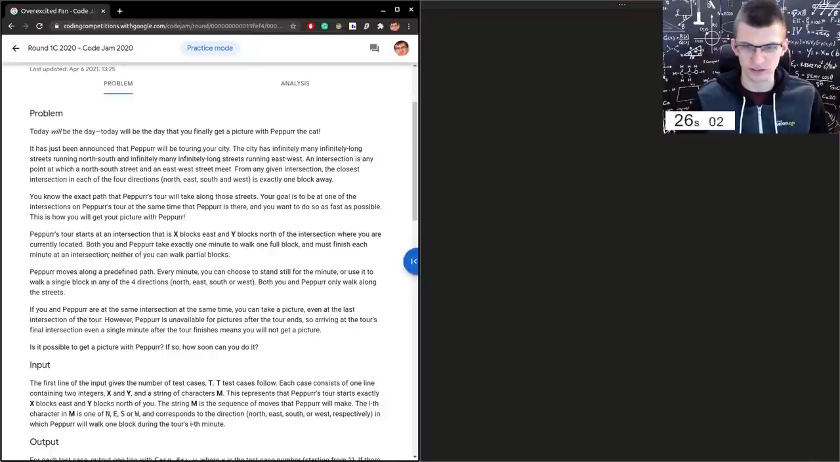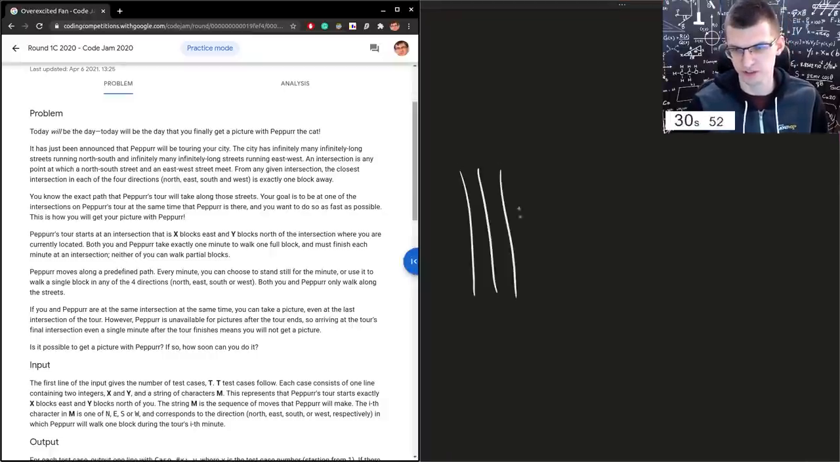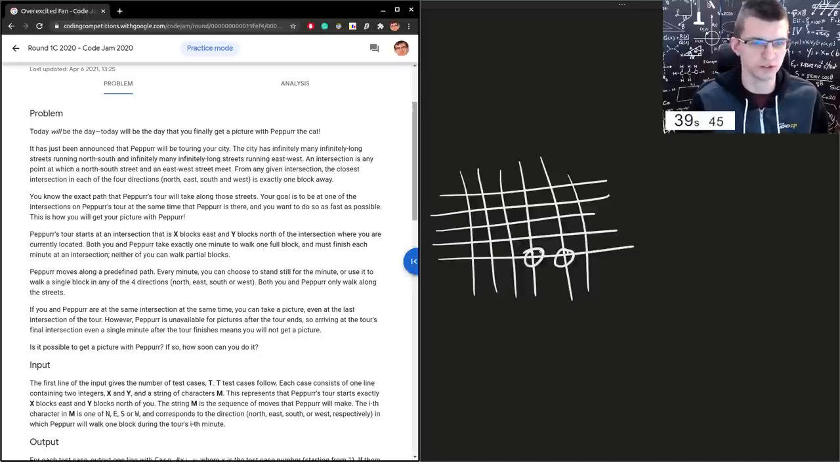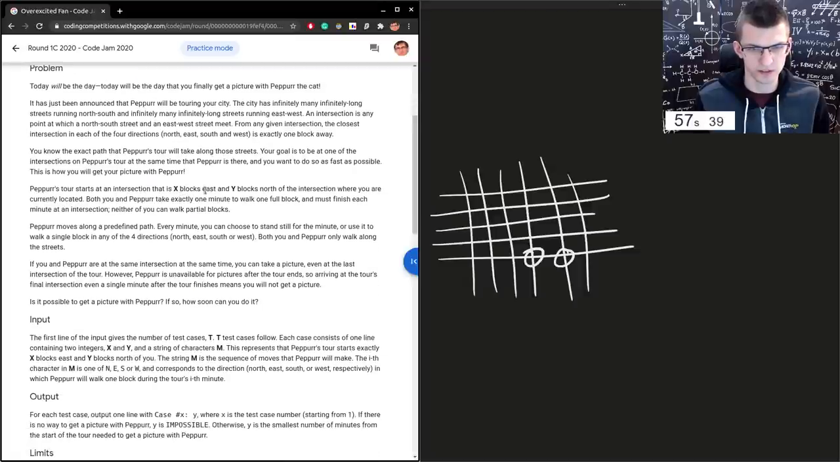I wouldn't do this during a contest, but let's do some visualization of what's described in the statement. There are some streets going north, south, and west, east. Two points being one unit away is called one block away. What next? You know the path that some tour will take. They start somewhere, and you start somewhere. I will assume that I start at 0, 0 then. Maybe I start here, the tour starts there, and it follows some predetermined path. And I need to know how quickly I can intersect it.